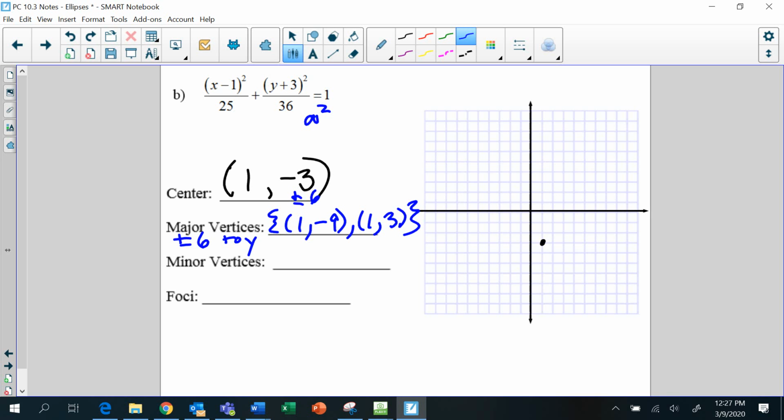Or I can go over to my picture, and I can go from the center, up 6, from the center, down 6. I just did the same thing with numbers and with a graph.